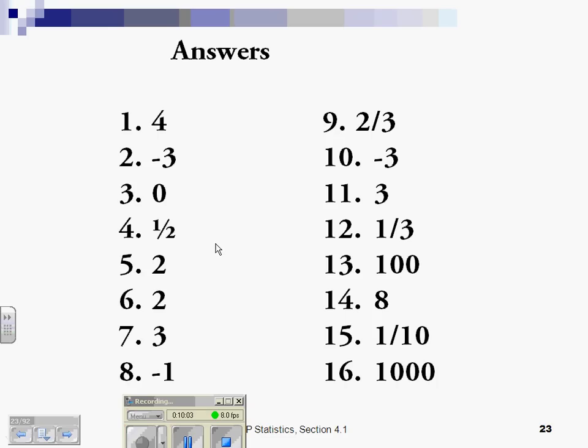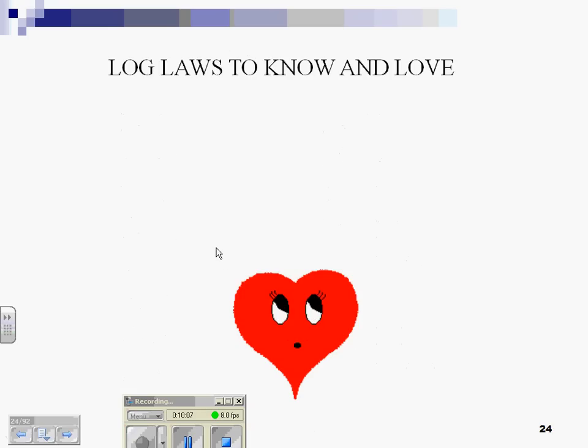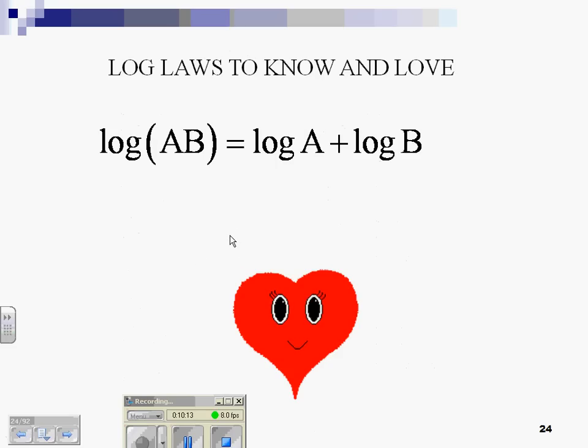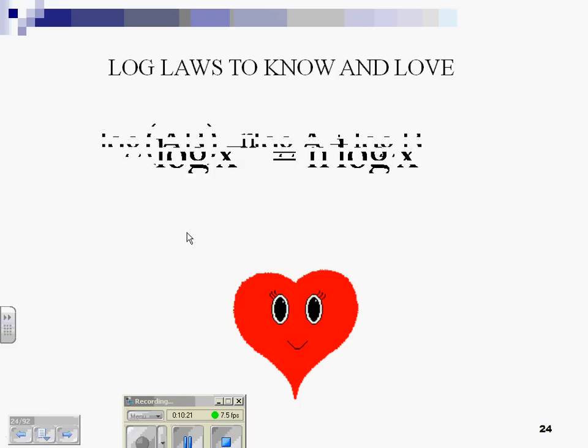Now these are all very basic log problems. Okay, so now we're on to the next page of your notes. Log laws to know and love. First, if you have a log of a times b, you can split that up into log a plus log b. This is on your next page of your notes. If you have a log of x to the n, you can bring the power, the n, in front. So it's n times log of x. That's another law.